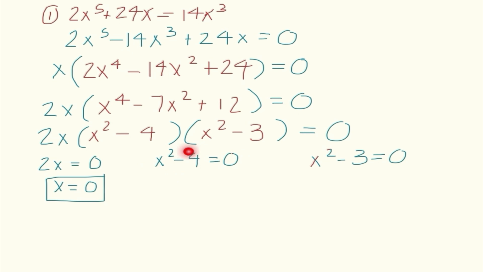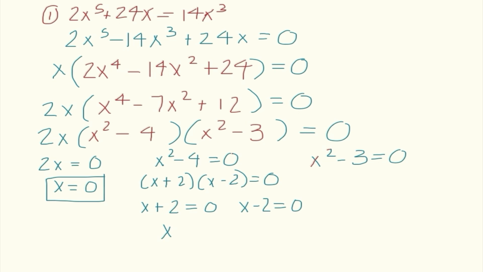My second one, hooray, we have quadratic functions. So we know all the different methods. Some of you might choose to factor this further, x plus 2, x minus 2. So then I have x plus 2 equals 0, x minus 2 equals 0. So x is negative 2, and x is positive 2.